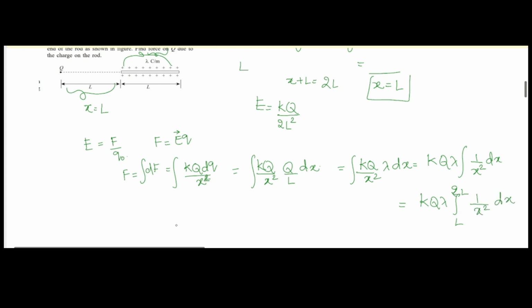Now it is K q lambda, minus 1 by x from 2L to L. So now here we will get K q lambda by 2L as the answer.